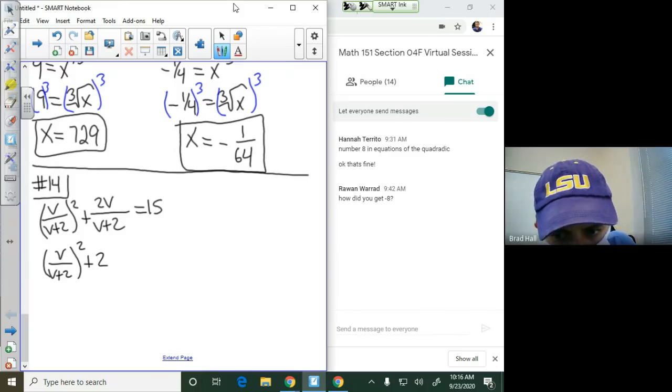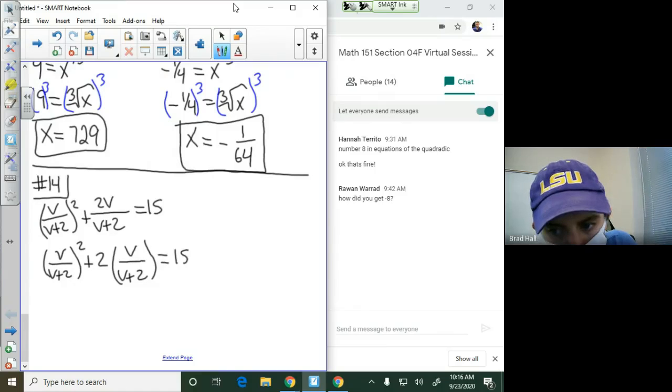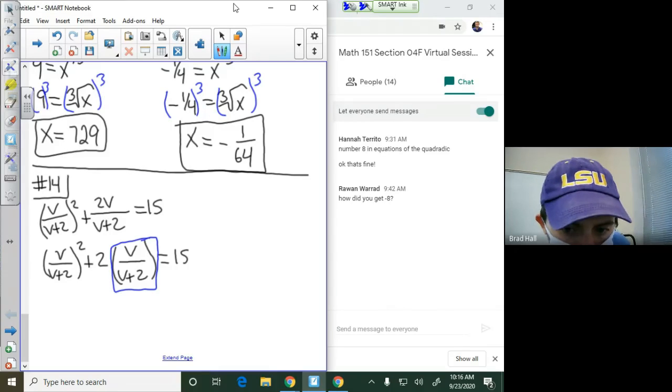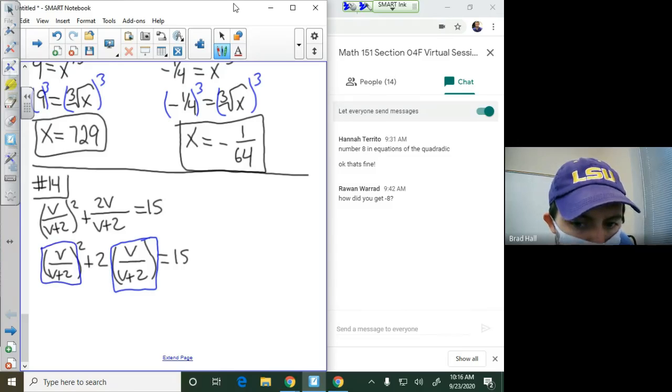And that is, I'm just going to move the 2 out to the front of the fraction. So this means the same exact thing. I just brought the 2 out to the front. And the reason why I did this is now we see this explicit pattern here: v over v plus 2, and then v over v plus 2 squared. That instantly tells us our u that we can utilize. So u is v over v plus 2.